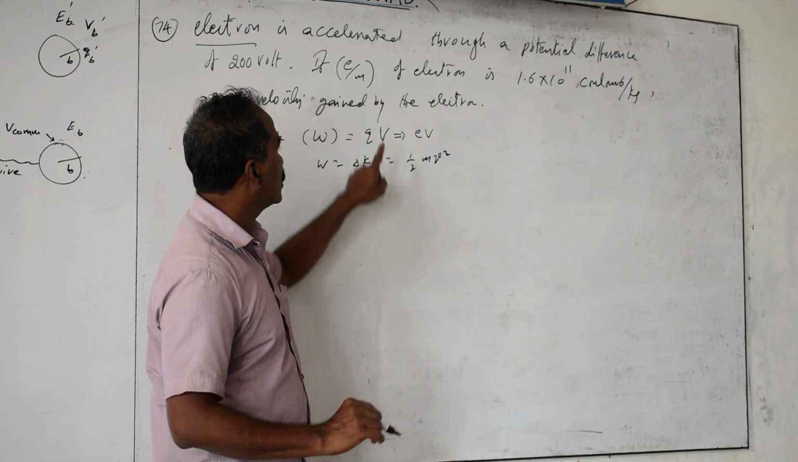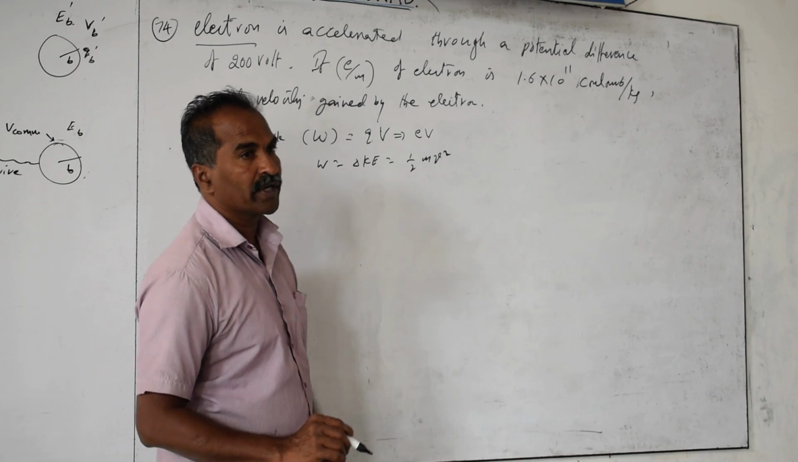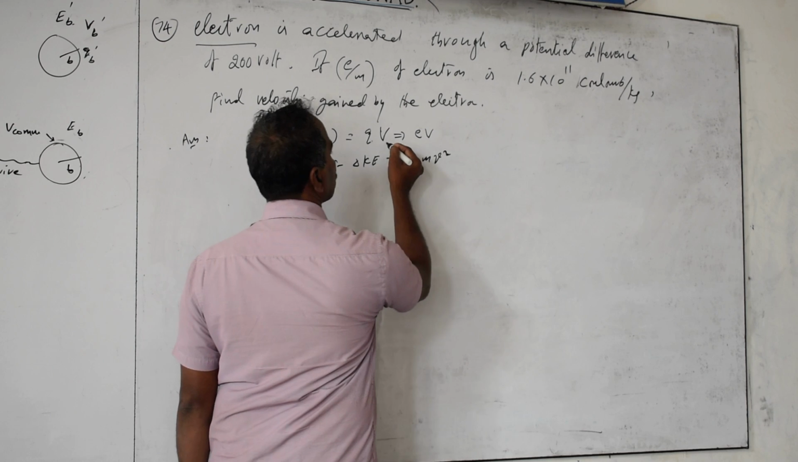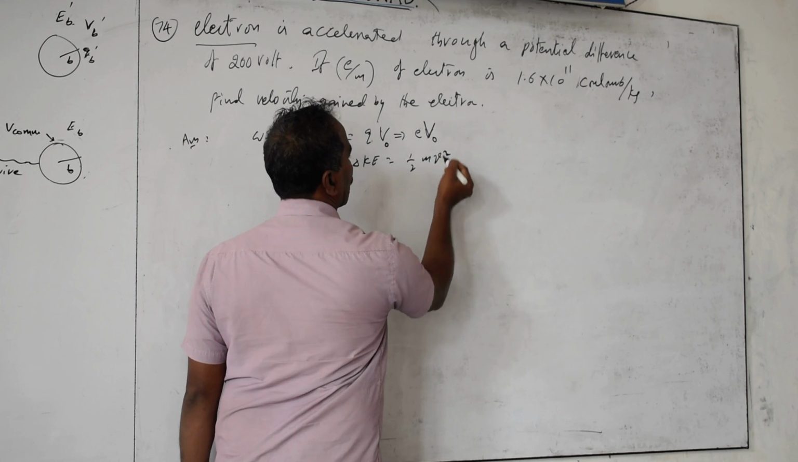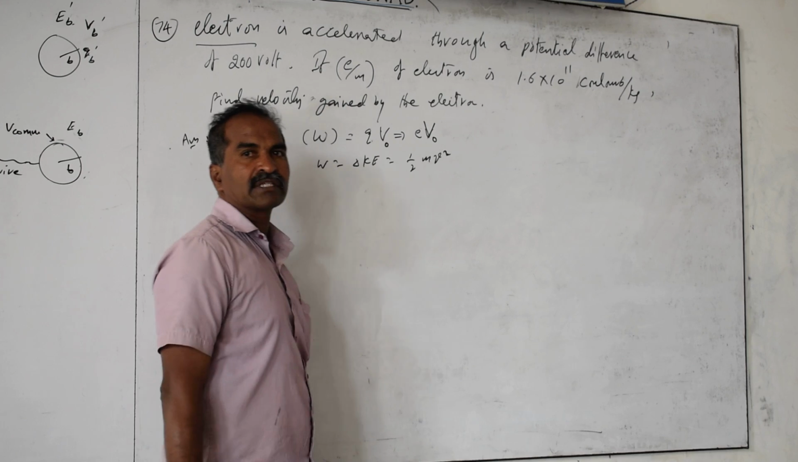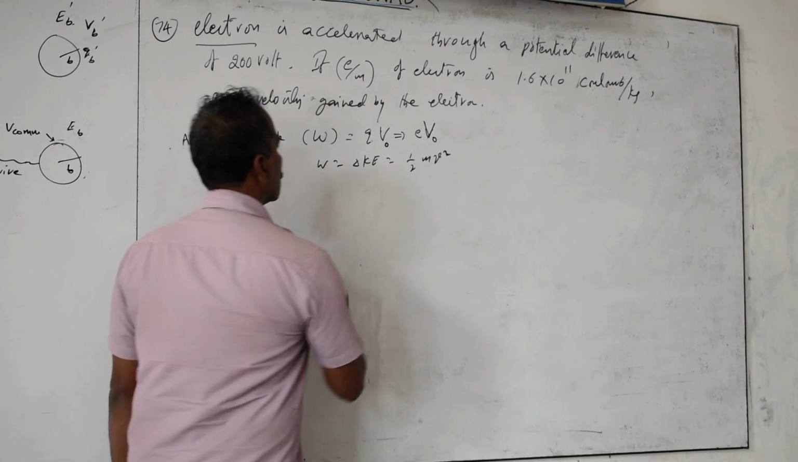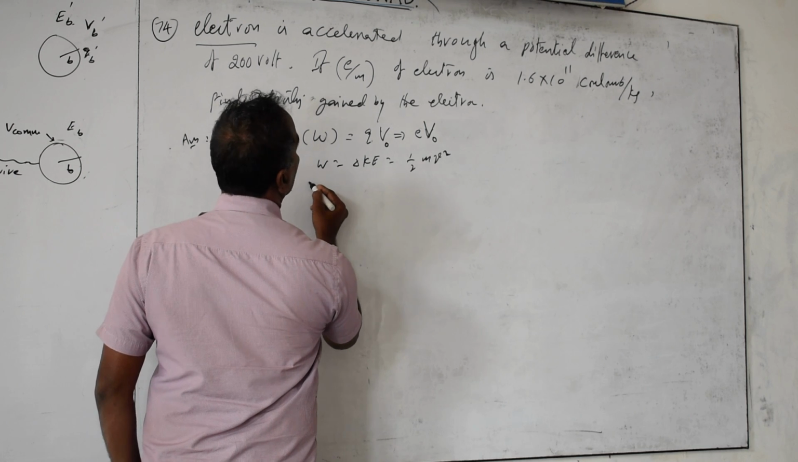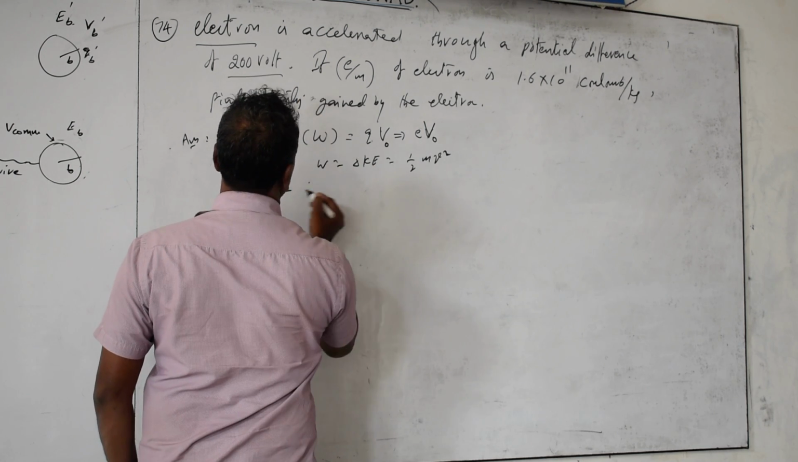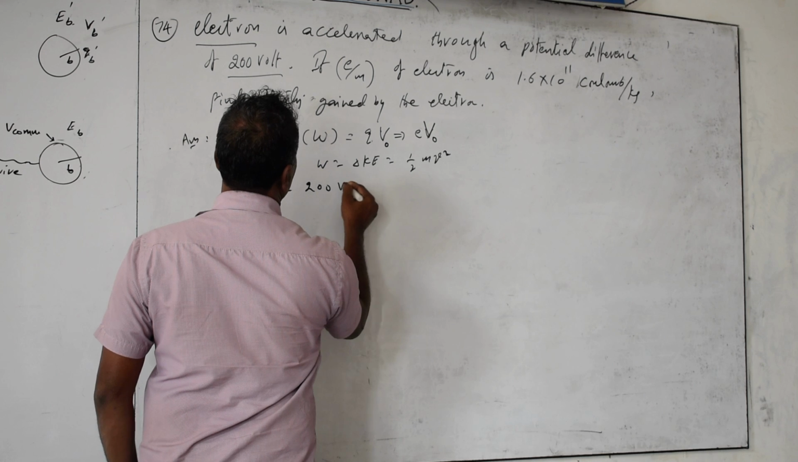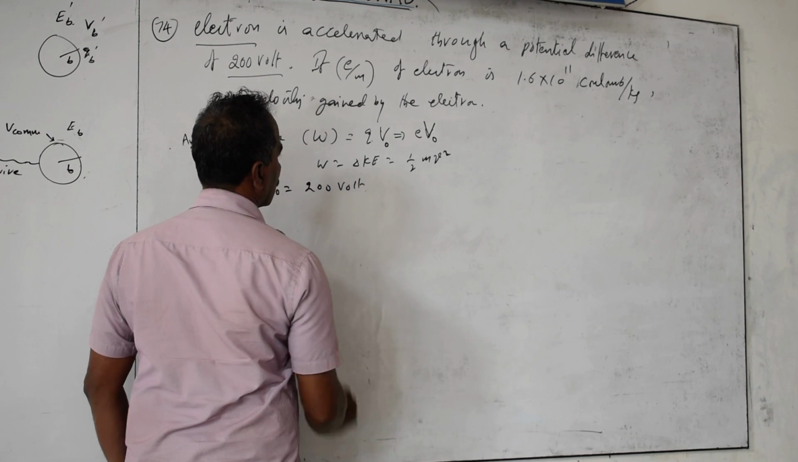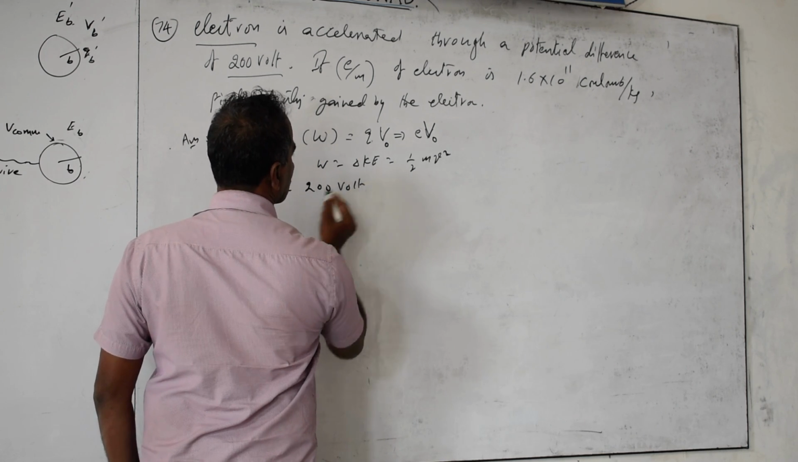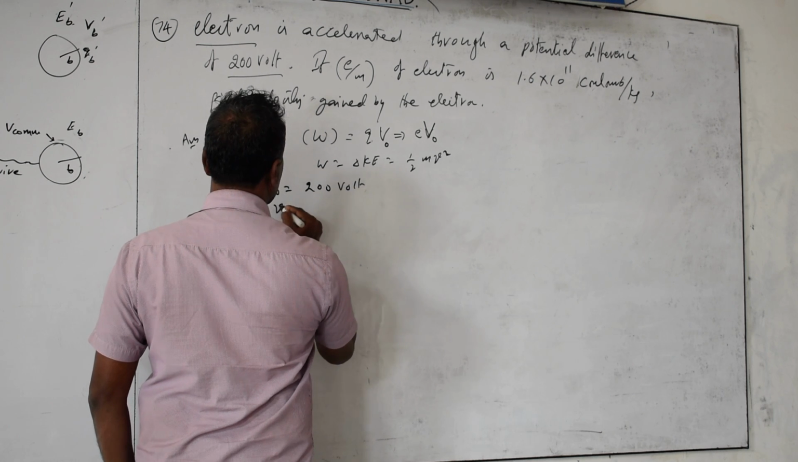Be careful with the symbols, potential and velocity. V symbol is taken for velocity, so I will change the potential symbol to V naught to avoid confusion with velocity. V naught is 200 volts, exactly the potential difference. Q equals e here. Change in kinetic energy is half m V squared, where V is velocity.